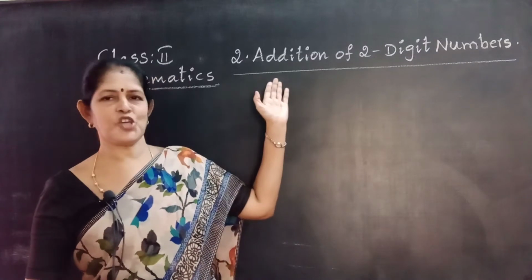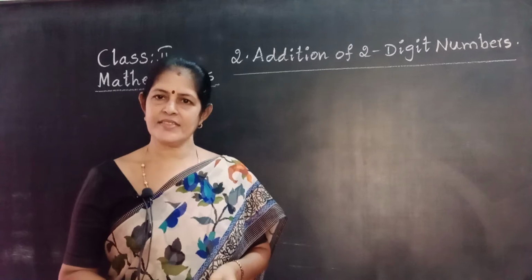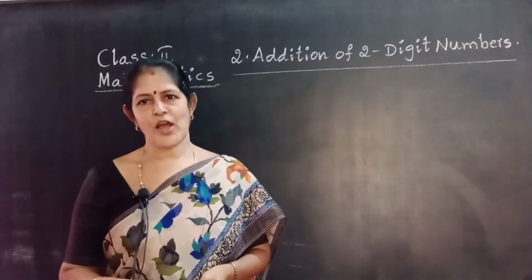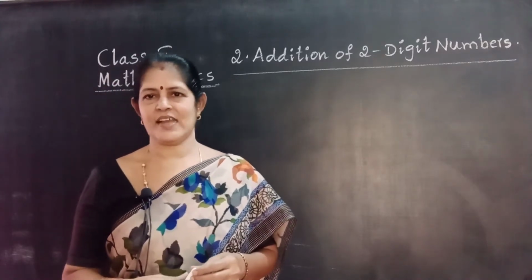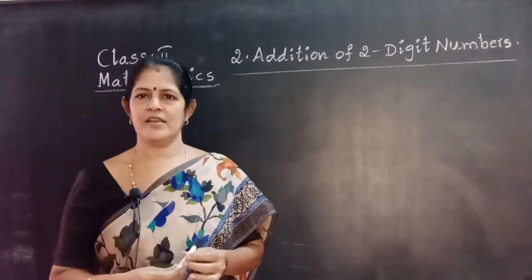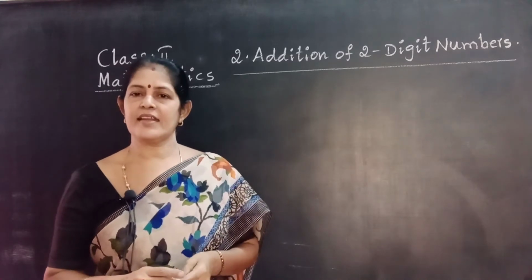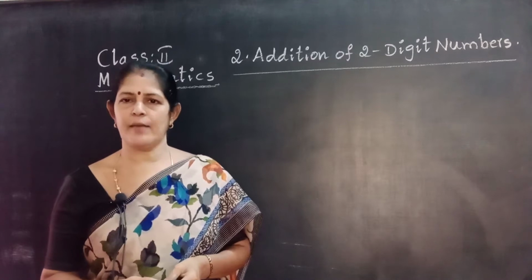We are in the second chapter, addition of two-digit numbers. Two-digit numbers start from 10 to 99. 10 is the smallest two-digit number. 99 is the greatest two-digit number. Addition means putting together given numbers. The plus symbol is for addition. The result of addition is called the total or sum.